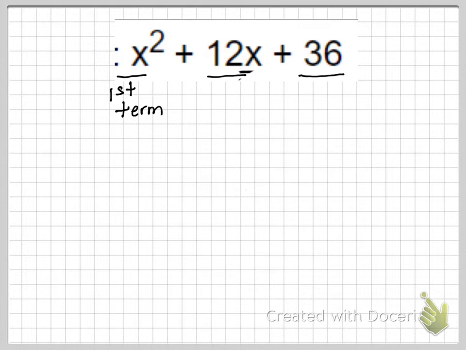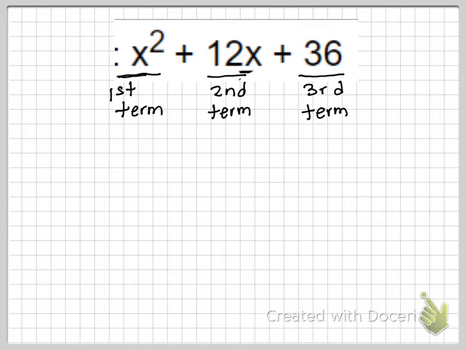That's our first term, the x squared. Our second term is the 12x. And our third term is the 36. Now, when you hear trinomial, you want to think tri, right? Tricycle, triangle, three sides. Trinomial, three terms.